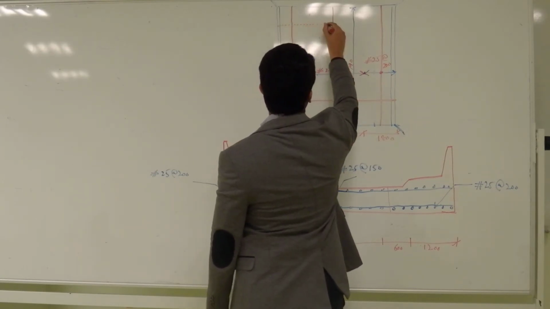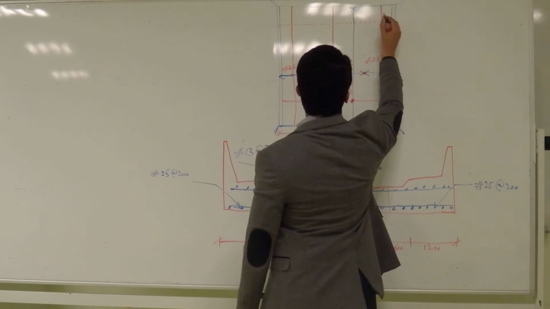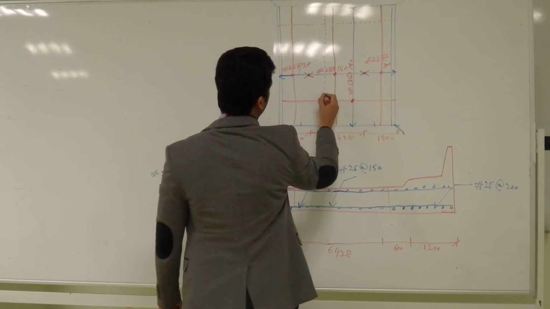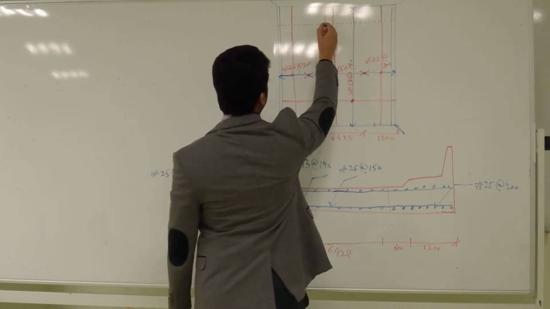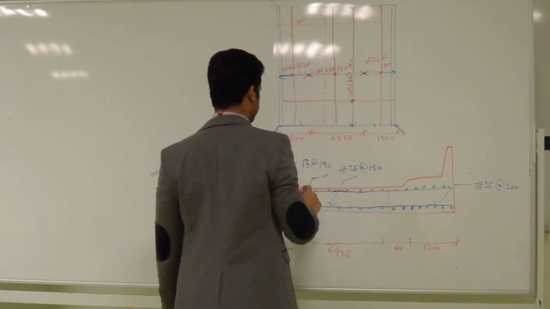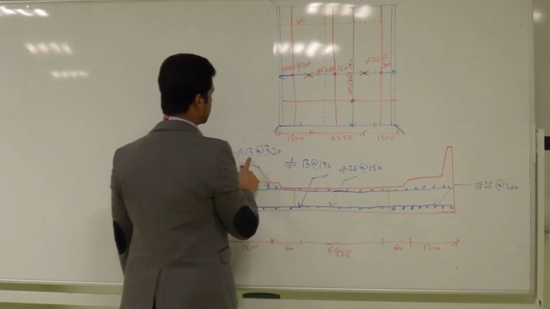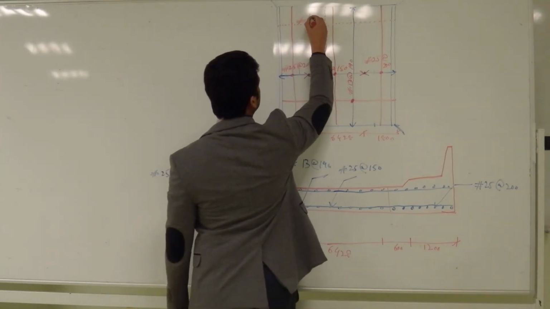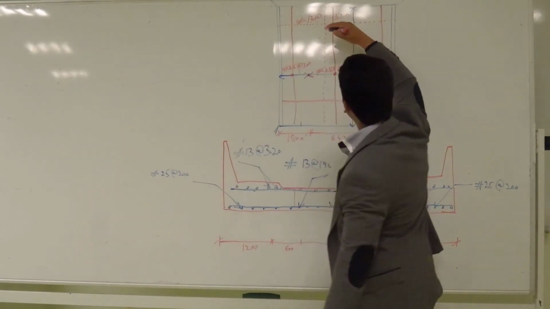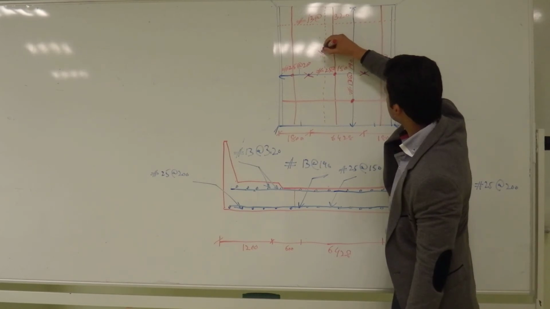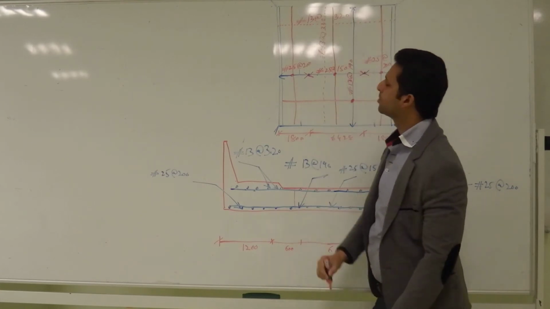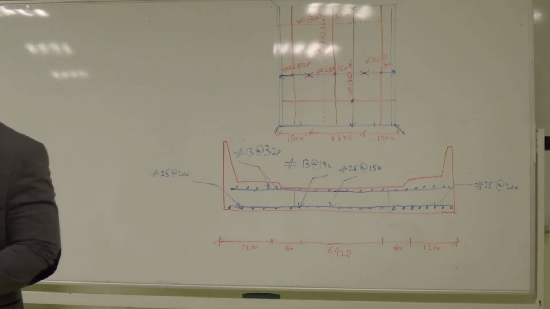So this is one bar, and this is the other bar. And for both of these, you can say the spacing is this one, number 13 at the rate of 320 or 300, whatever you like. And for this again, number 13 at the rate of 320. So this completes the plan view of your bridge.